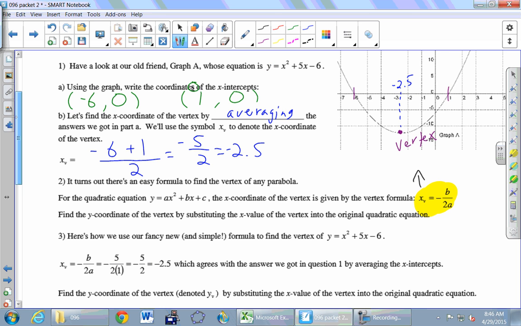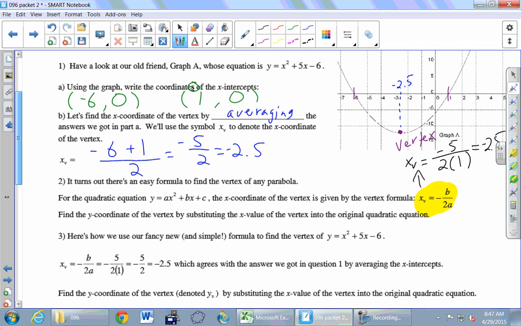Negative b over 2a. Looking at our original equation, it's up here at the top. How much is b? Is 5. Just plain 5, right? No x. So when we say negative b, that really becomes negative 5 divided by 2 times, how much is the a? 1. Everybody see the negative b over 2a? And that is negative 5 over 2, right? It's the same negative 2.5 we got before.